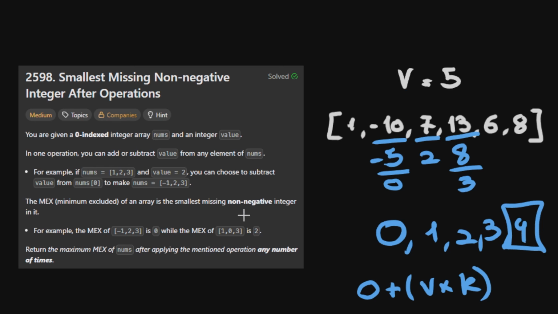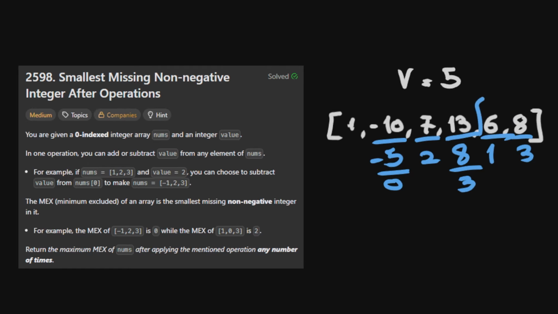So from this value we get the minimum non-negative integer, which is 0, and we add any number of values. Okay, so value times k. And just to make this clear, if we reduce 6 with this value, we get 1. If we reduce 8 with this value, we get 3. And if we are solving this again, we have only one way to get 0, which is to take this. And we have two ways to get 1. We can either pick this or this.